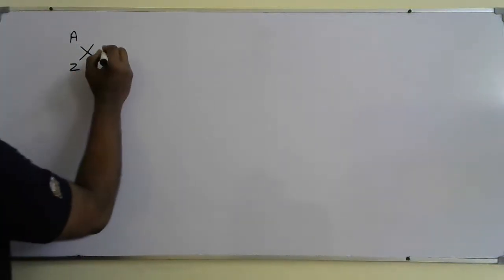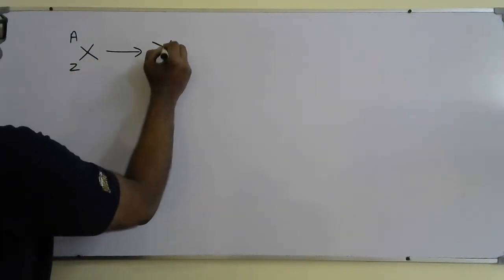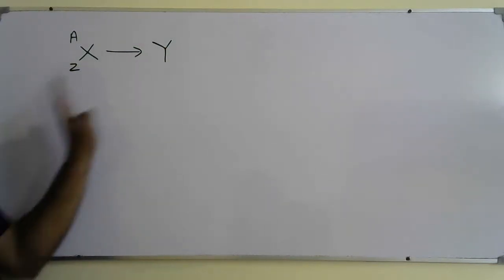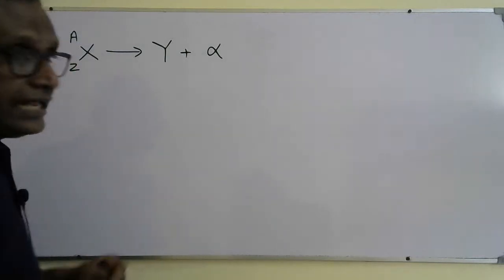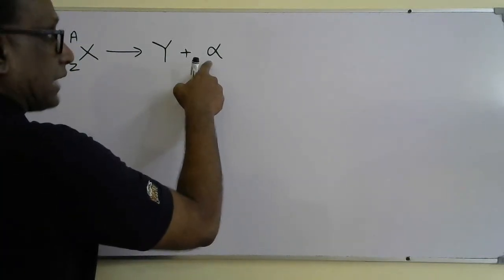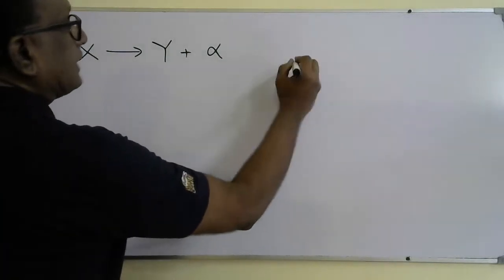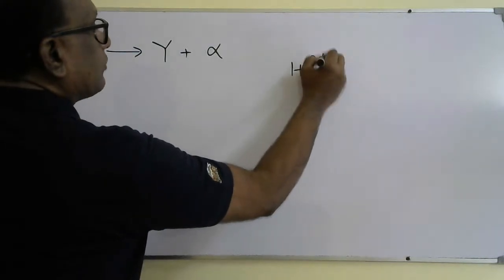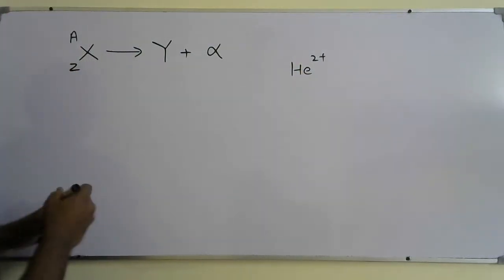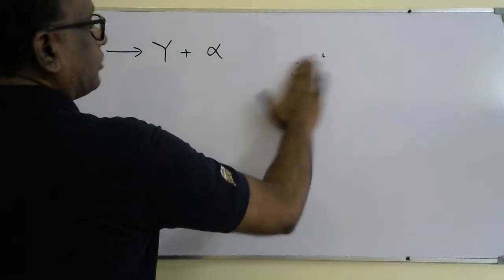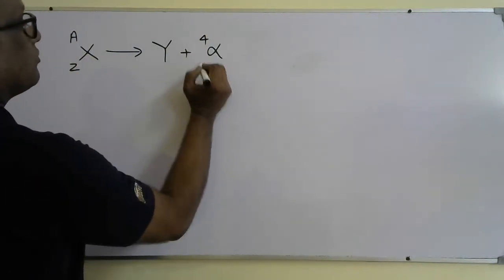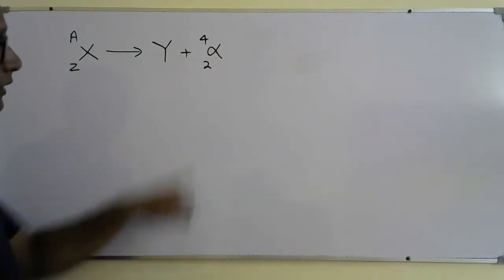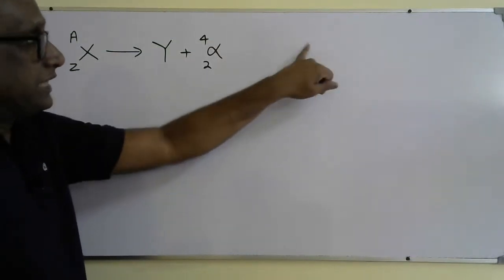So X(A,Z) becomes Y, the daughter nucleus, and an alpha particle, which is the helium nucleus. We can denote it as alpha, or as He 2+. Either way we can write the alpha particle. So the helium nucleus is the alpha. You learned all that in IGCSE. So alpha: 4 is the mass number or baryon number, and 2 is the charge, because it is He 2+.